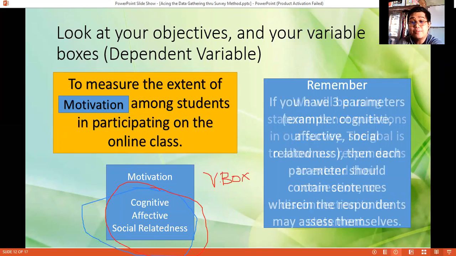If you have 3 parameters, for example the cognitive, affective, and social relatedness, just like here below, then each parameter should contain sentences wherein the respondents may assess themselves. Okay? So if I ask you to create 20 statements or 17 statements for your survey, you need to divide that 17 to 20 into how many parameters.